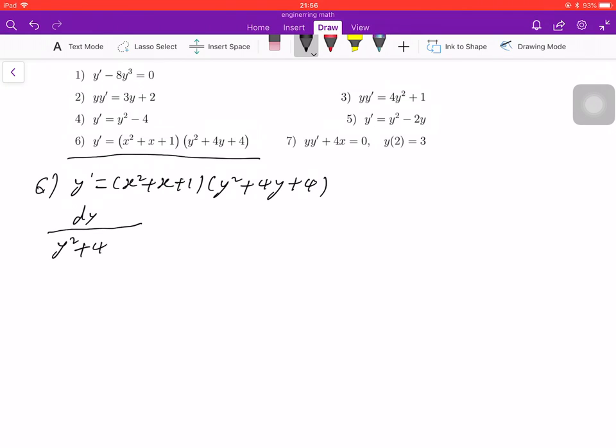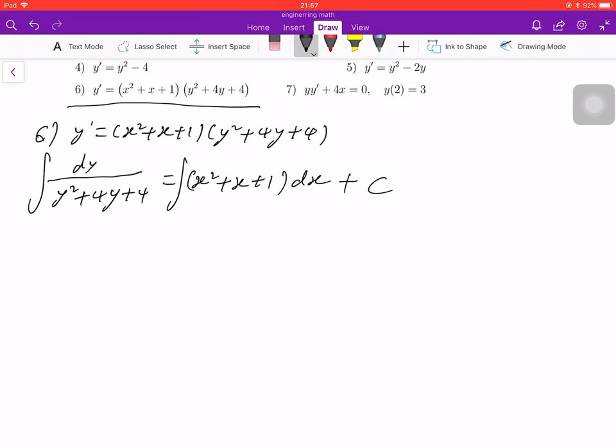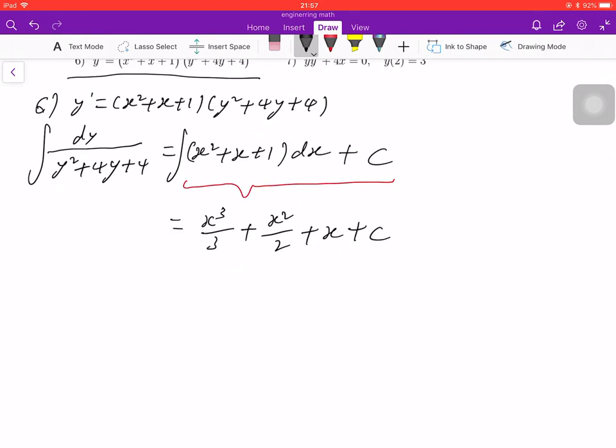We have y squared plus 4y plus 4, and this must be equal to x squared plus x plus 1, right? And then this is multiplied with dx. Now we can do the integrations on both sides of this equation. For the right hand side, the integration of this is equal to x cubed divided by 3 plus x squared divided by 2 plus x plus c. So this is the right hand side of the integration result.